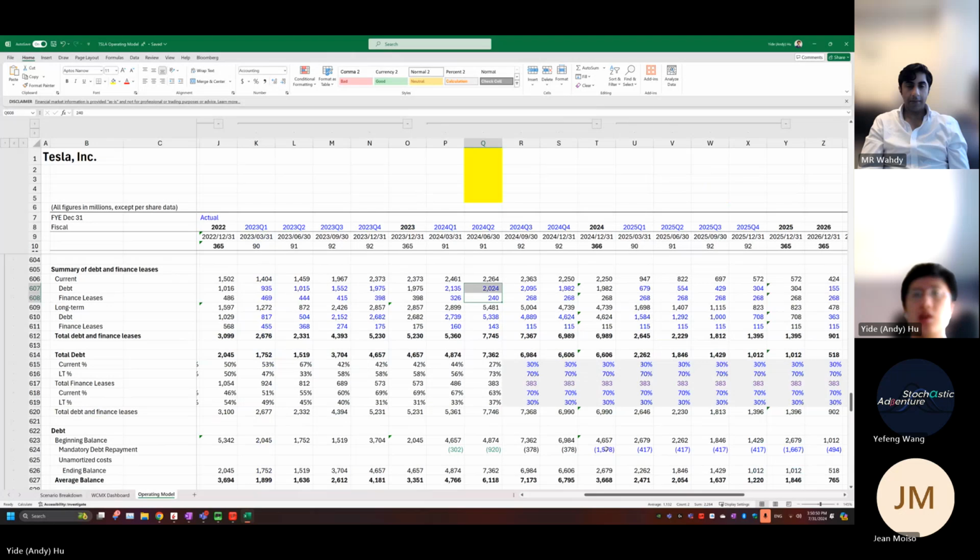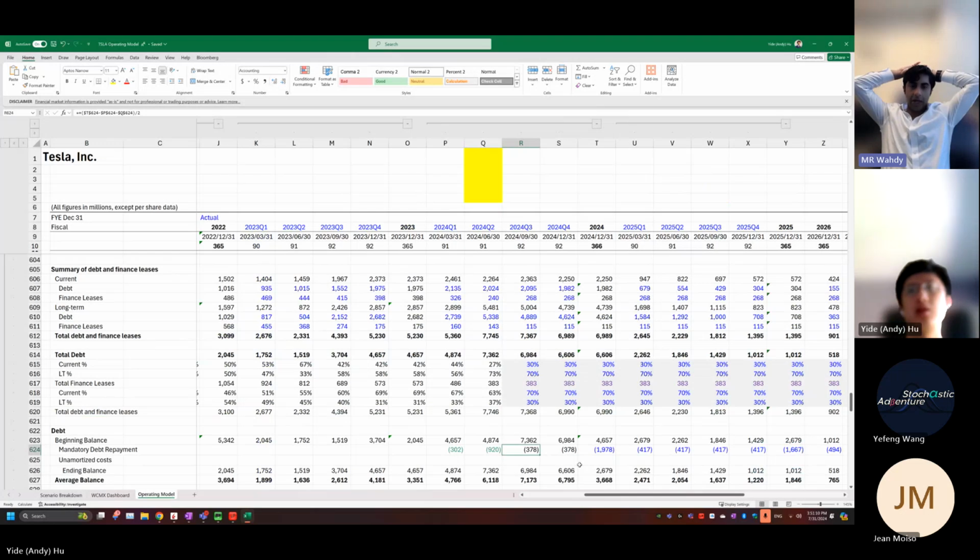Right. So that's just something to keep in mind. Okay. But what it means is that in column R, that should equal the current portion. But when you're doing the current portion, your mandatory debt repayments, you need to do the run rate for what that would be. If you look at what happened in Q1, they paid 302.